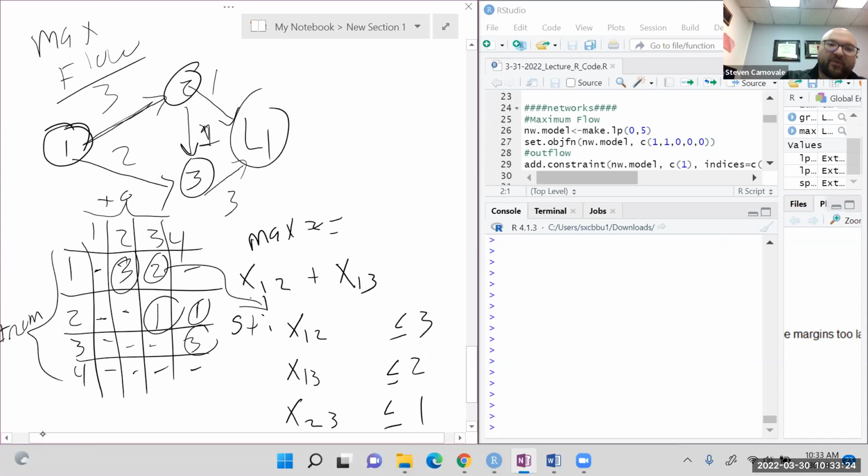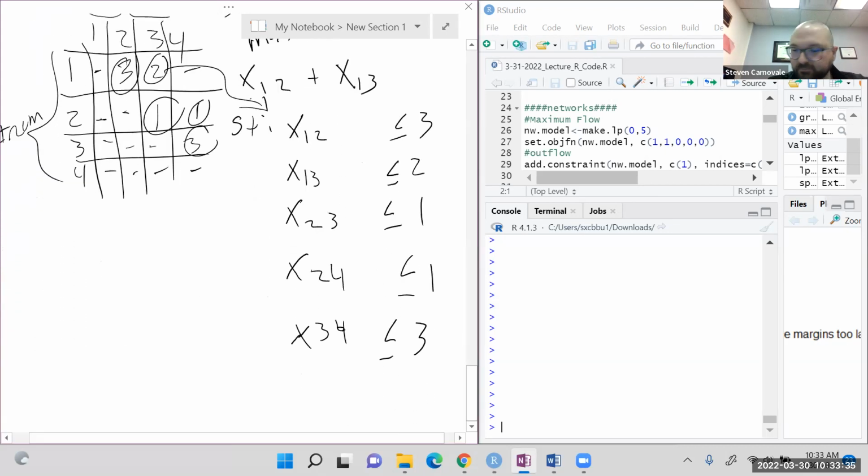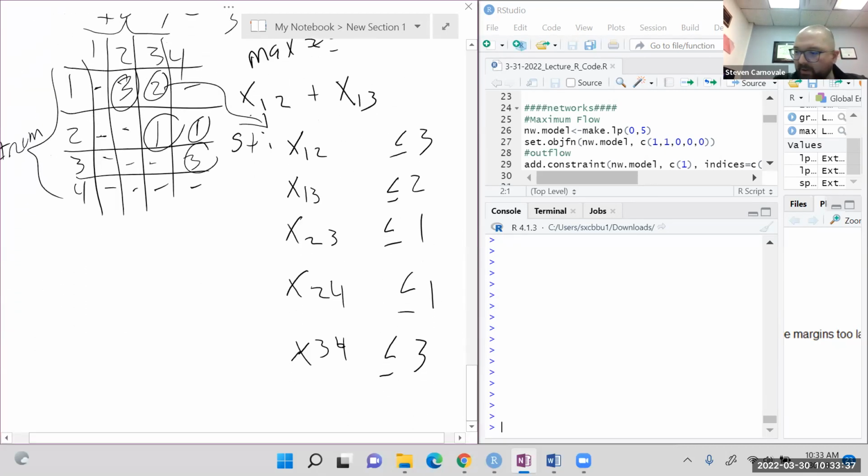So similarly, if we had a circuitous route and we had something from 3 back to 1, for example, we could model that very simply. We might create a goofy looking graph, but it could happen. So those are my outbound constraints.